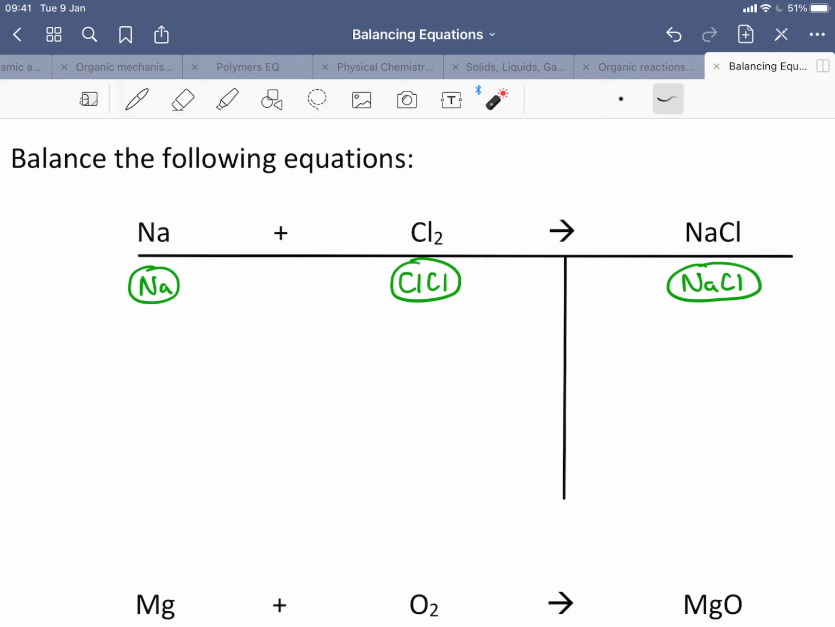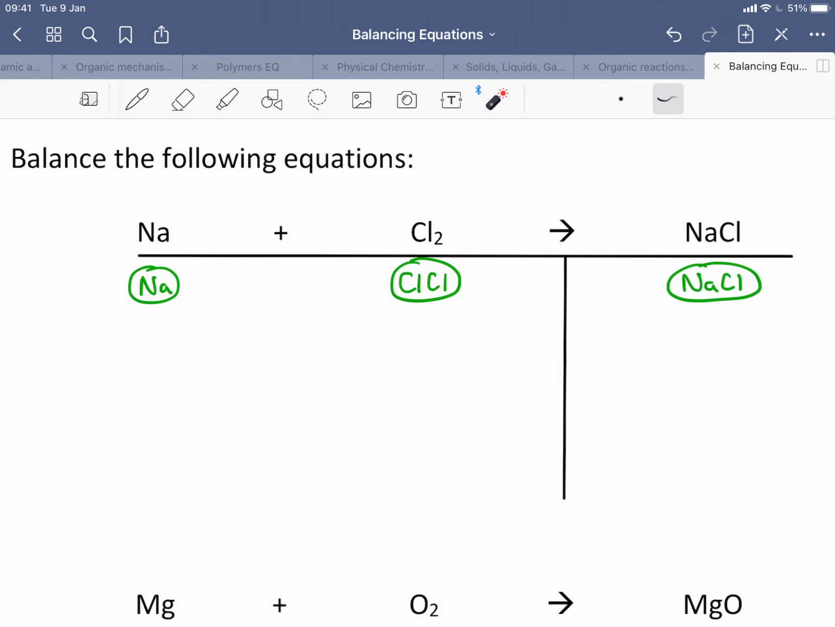So let's look. We're comparing the numbers of each element on each half, on the left-hand side and the right-hand side. If I look on the left, I've got at the moment 1 sodium, and on the right, I've got 1 sodium. So at the moment, that's balanced. On the left I've got 2 chlorines, and on the right I've got 1 chlorine. So I don't have enough chlorines on the right-hand side.